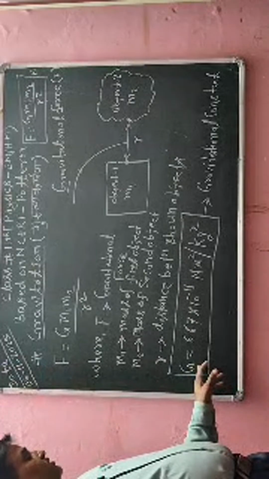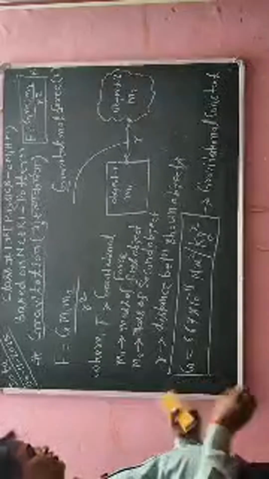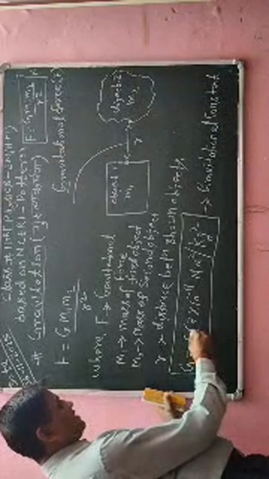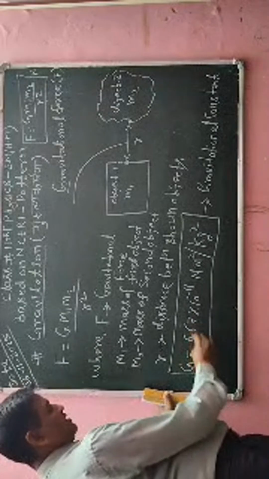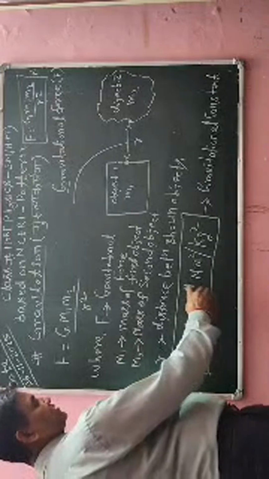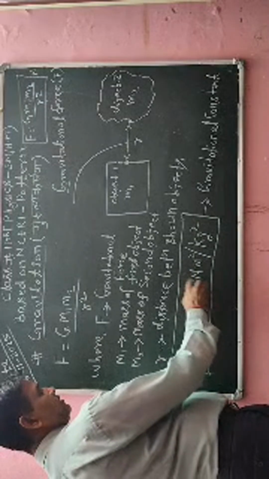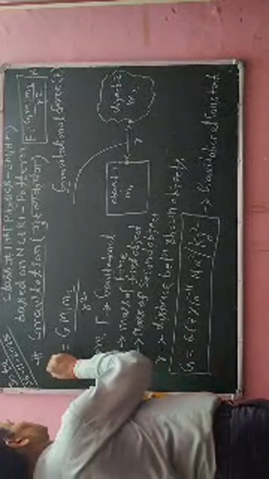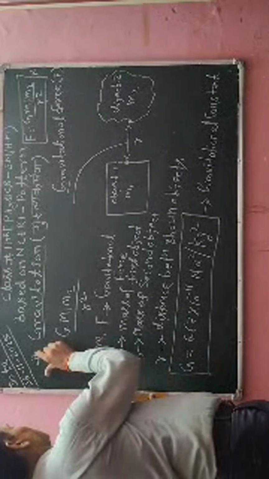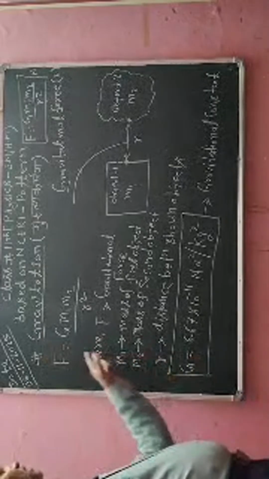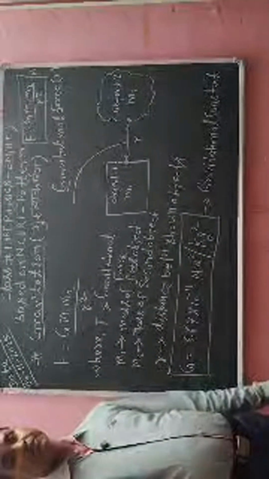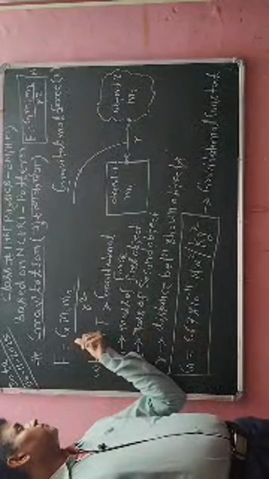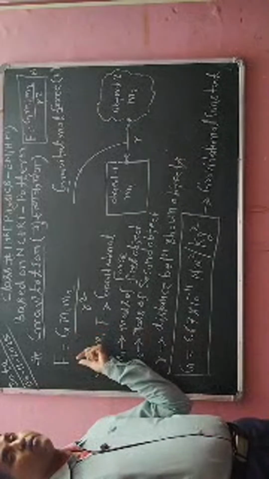So capital G has a value, and this value you have to remember positively. Here I have to write 6.67 into 10 to the power minus 11 Newton meter square. That constant value I have to use here. Now further I will also write the dimension of capital G, which we have to find with the help of the formula.